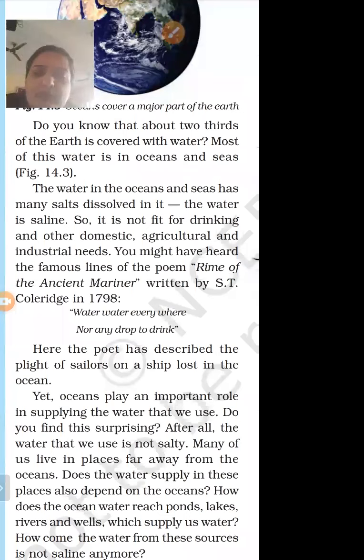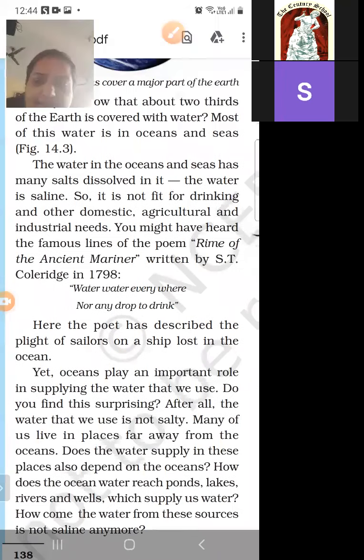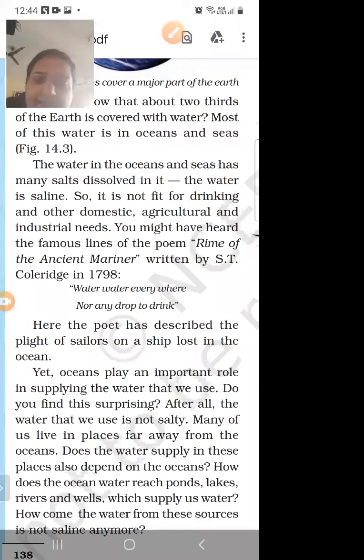Do you find this surprising? This is very surprising. After all, the water that we use is not salty. The water we use in daily life is not salty. Many of us live in places far away from the ocean. हम ocean से बहुत दूर रहते हैं.